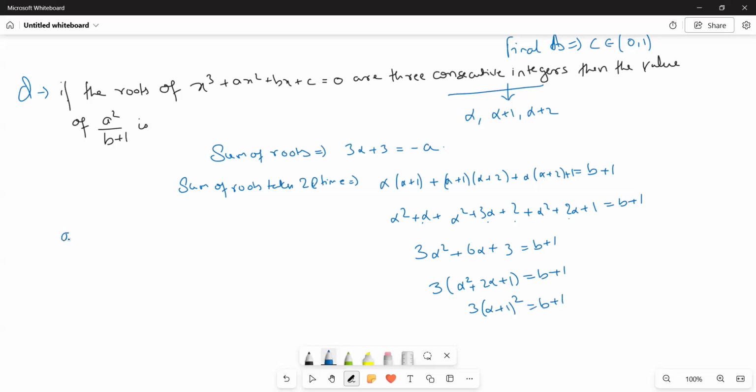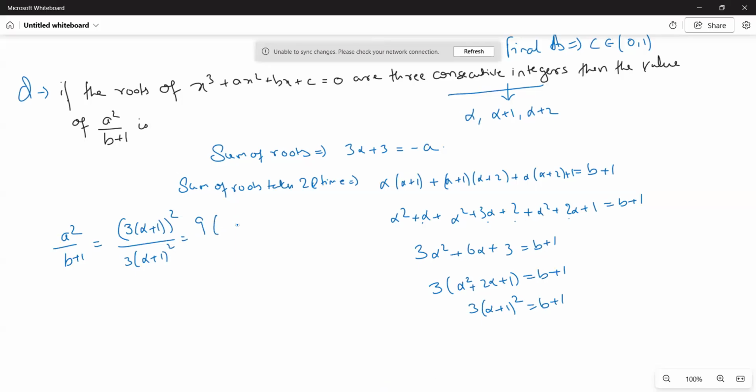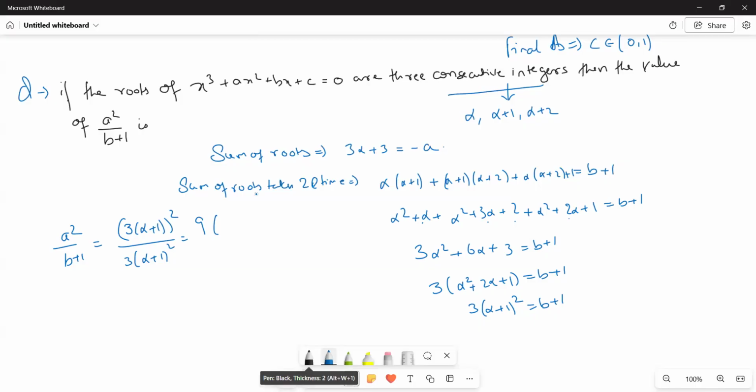Now we are looking for the value of a square by b plus 1. So a square from the first equation is 9 times alpha plus 1 whole square, divided by b plus 1, which is 3 times alpha plus 1 whole square. Alpha plus 1 whole square cancels, giving us the answer as 3. The value of a square by b plus 1 is 3.